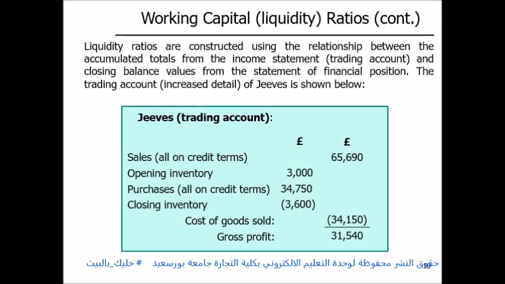Liquidity ratios are constructed using the relationship between accumulated totals from the income statement and the closing balance values from the statement of financial position. The trading account of Jeffers is shown below. He gives you the sales, the opening inventory, the purchases, and the closing inventory. Then he calculates the cost of goods sold, and now he has a gross profit. Now let's calculate the working capital ratios.